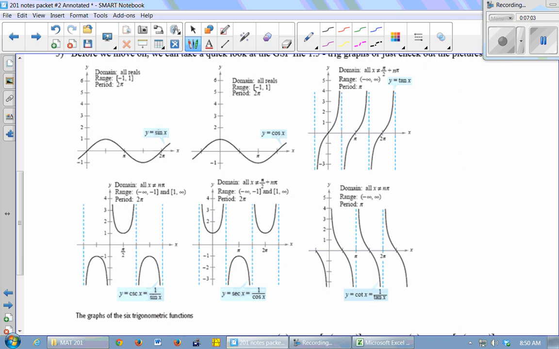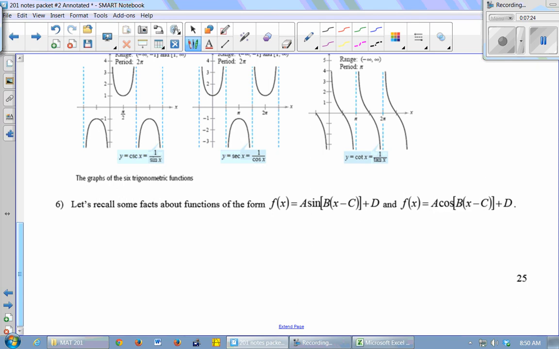So you notice sine starts at its midline, right? Its y-intercept is 0, and then it goes up from there. Cosine starts at its maximum and goes down. So when you're using sine and cosine to model stuff, that's an important thing to remember.